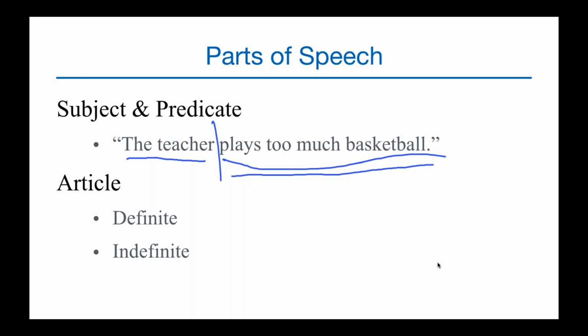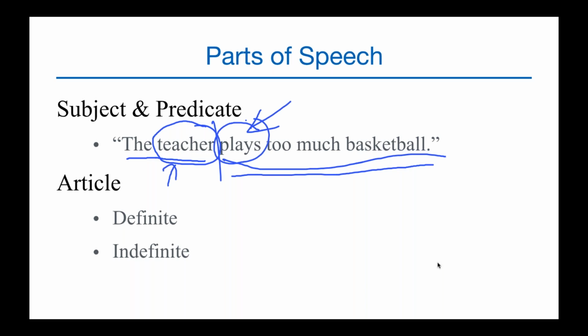The simple subject is going to be the noun, the main noun. The noun is the simple subject. You also have a simple predicate, which is the verb. Okay.